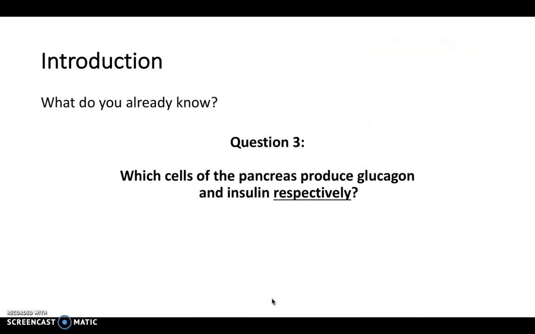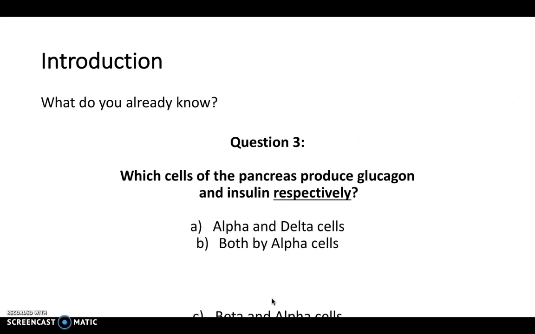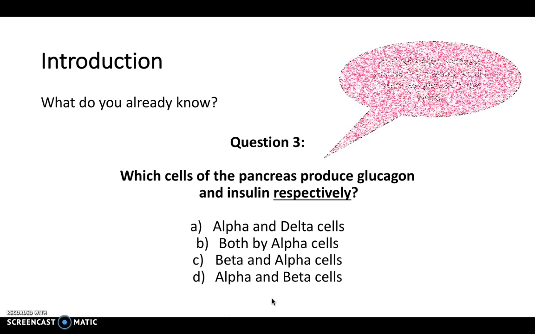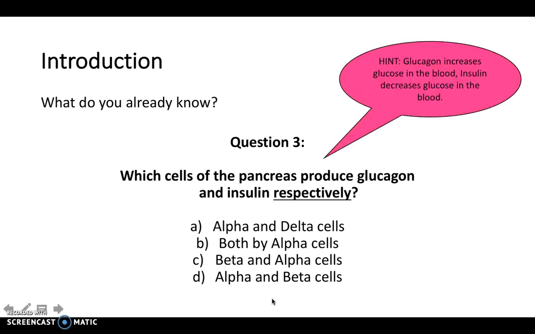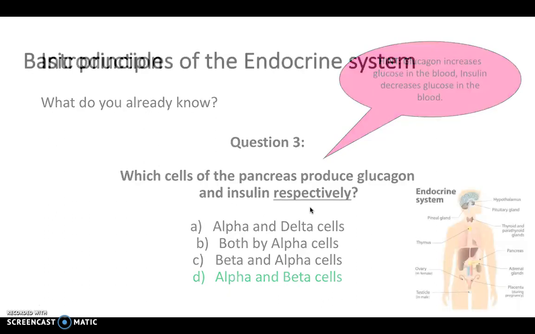And the final question is, which cells of the pancreas produce glucagon and insulin respectively? So read the answers carefully here. And to put this into context, remember that glucagon increases the glucose in the blood and insulin decreases the glucose in the blood. In terms of endocrine cells of the pancreas, there aren't really that many. There are alpha cells which produce glucagon, beta cells which produce insulin, and then you have delta cells which secrete somatostatin. And again, we'll cover this in a later video.